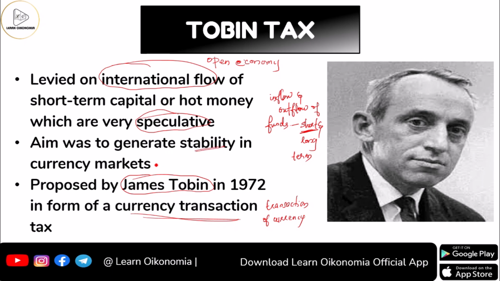And what does it mean by currency market? It is a market where currencies are bought and sold. Like every other commodity market, in the case of the currency market, the currency would act as a commodity and it would be bought and sold. And this is the international flow of short-term capital, which is very much speculative. Now let's come to more details of Tobin's tax.